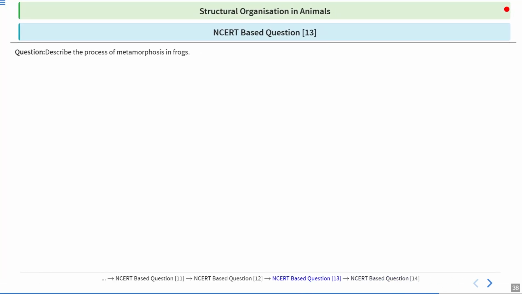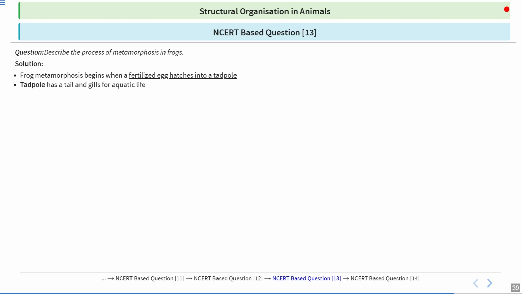Next question, describe the process of metamorphosis in frog. Frog metamorphosis begins with a fertilized egg hatching into a tadpole. So from the fertilized egg, what comes out? Tadpoles. Tadpole has a tail and gills for aquatic life because they live in the aquatic environment. So they require gills for the process of respiration, right? And tail for the movement process.